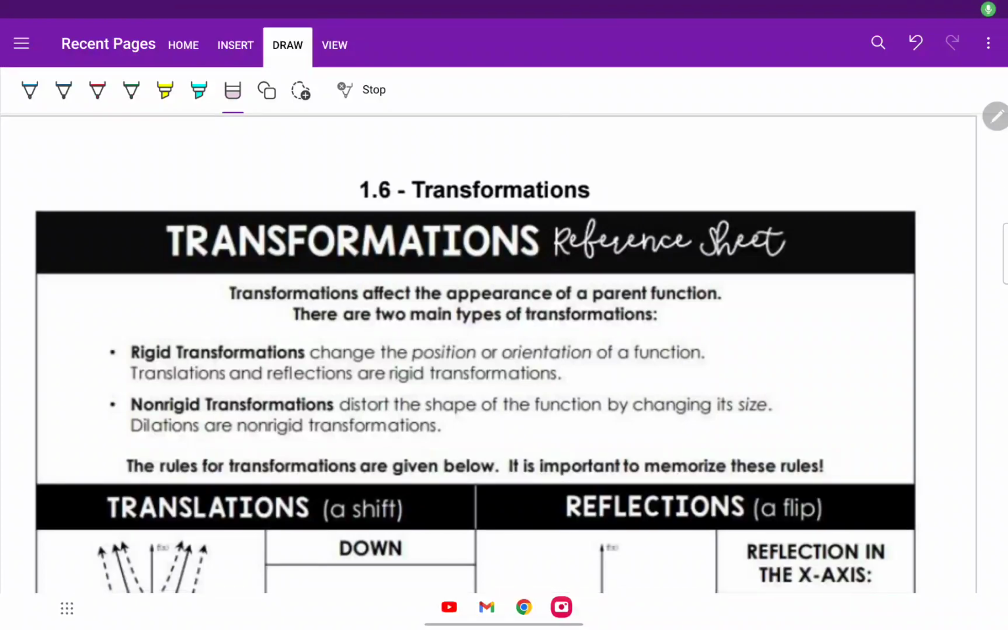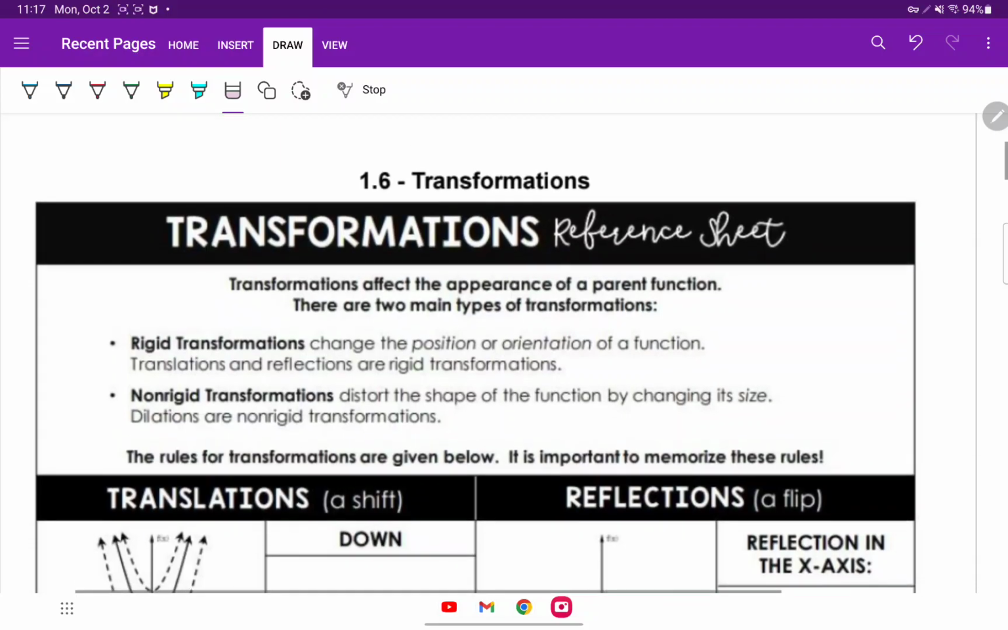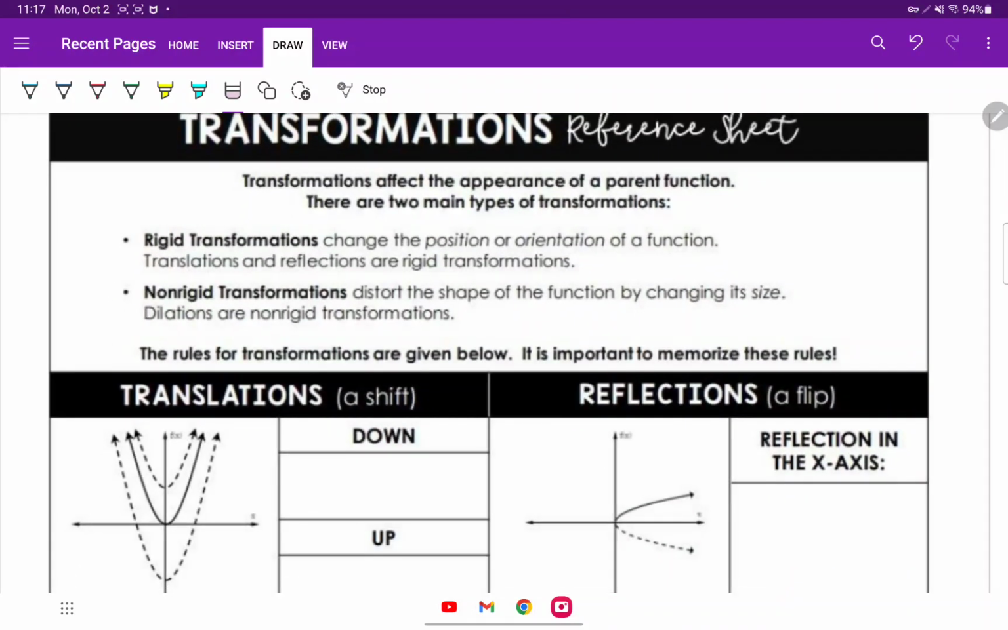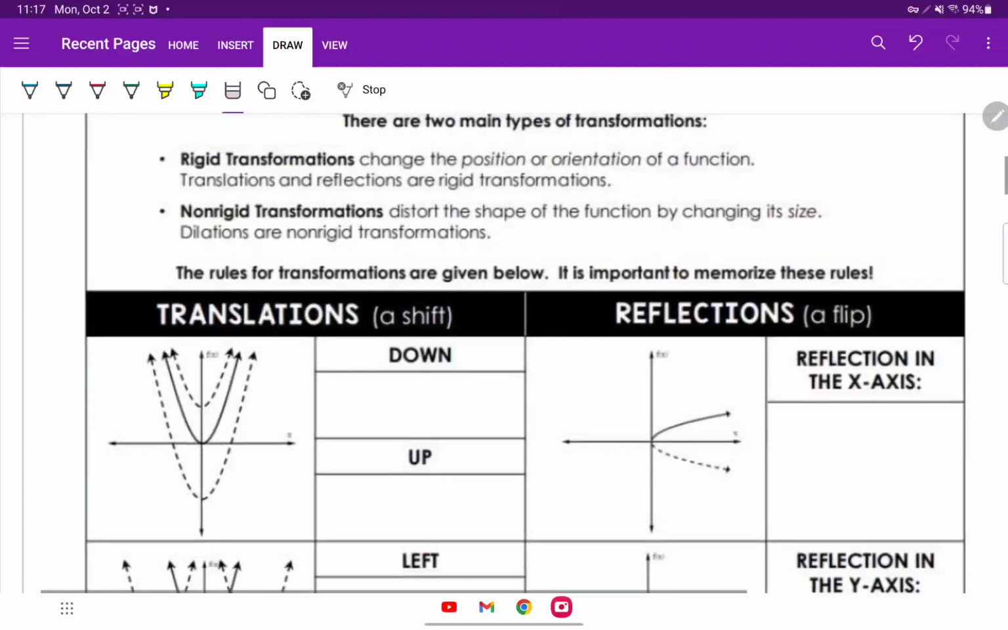All right, so this is 1.6 transformations. It says transformations affect the appearance of a parent function. There are two main types of transformations, and you have your rigid versus non-rigid. You can go and read on that, and I'm going to go and talk about the rules right here.